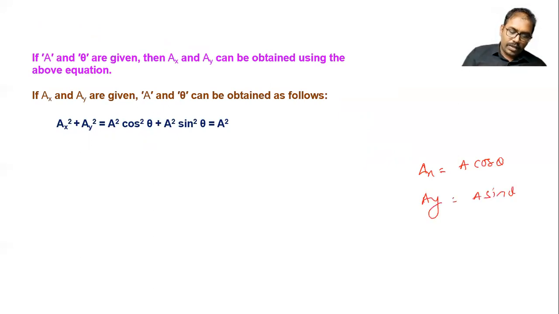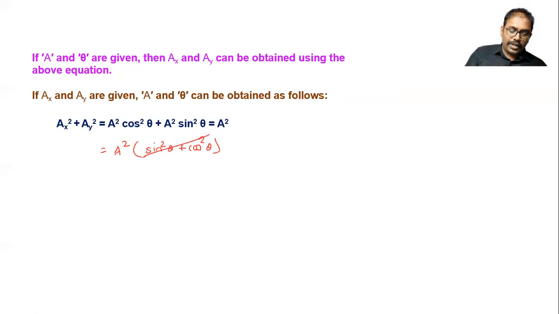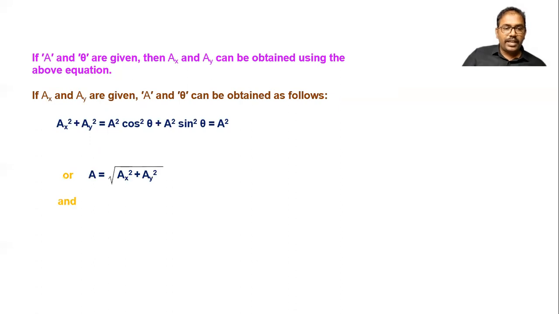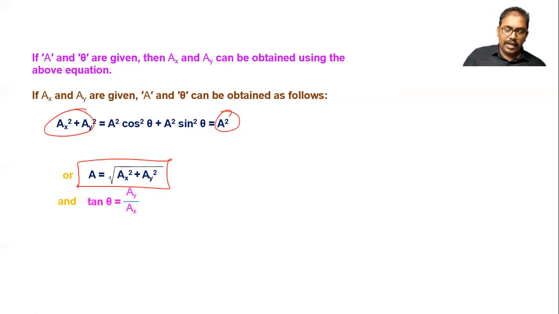Now, by squaring and adding, we get this equation. Here we can take A square common in a bracket: sin square theta plus cos square theta, and it is 1. So we get A square only. So A we can write as the square root of Ax square plus Ay square. And tan theta we can write as Ay divided by Ax, for direction purposes.